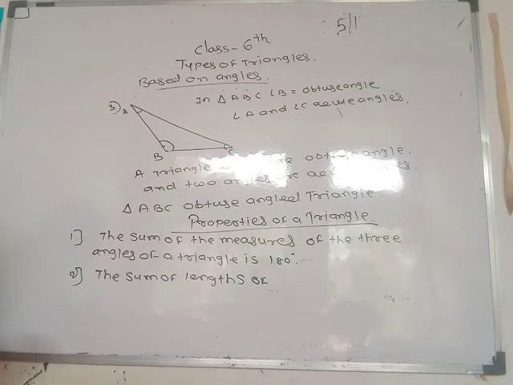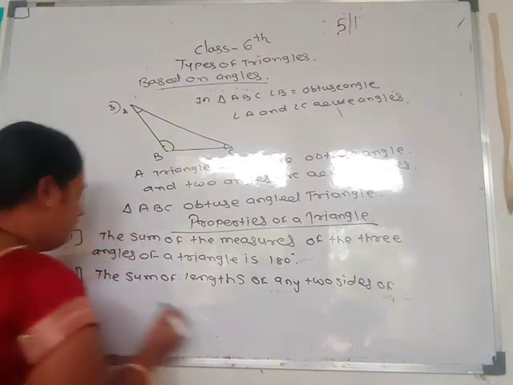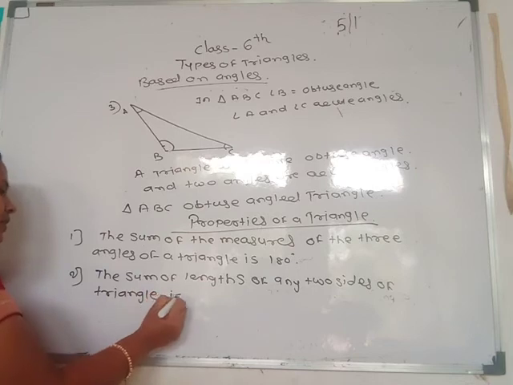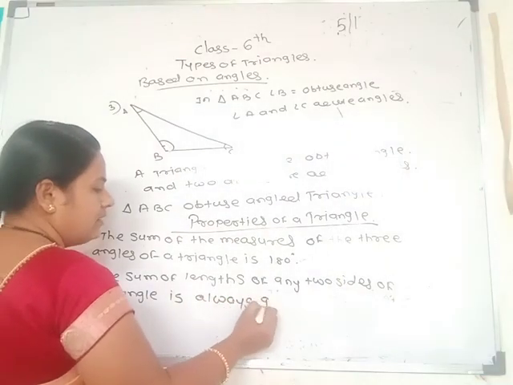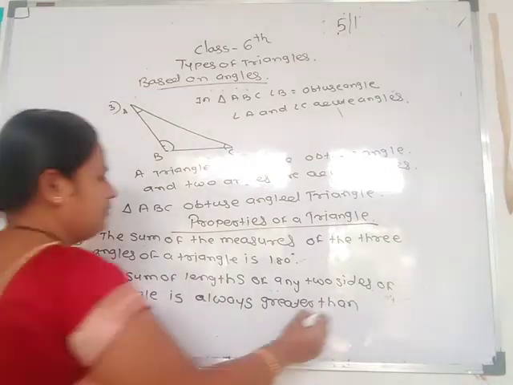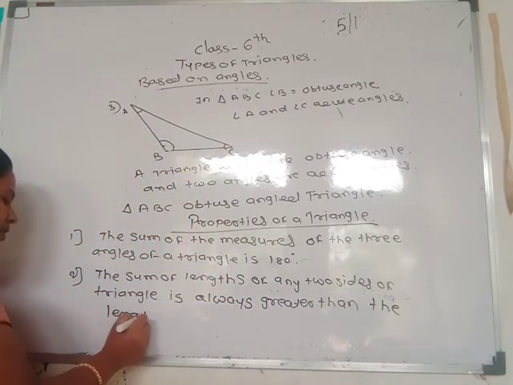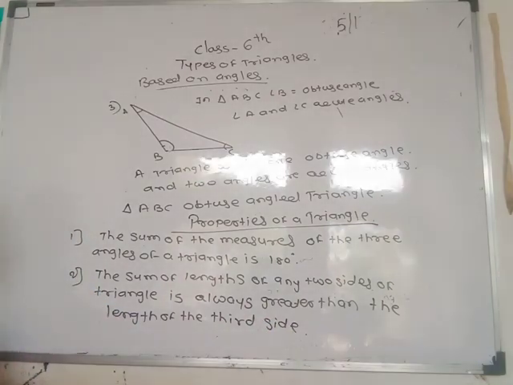And second one: the sum of the lengths of any two sides of a triangle is always greater than the length of the third side. Properties of a triangle. First one, the sum of the measures of the three angles of a triangle is 180 degrees. And second one, the sum of the lengths of any two sides of a triangle is always greater than the length of the third side.